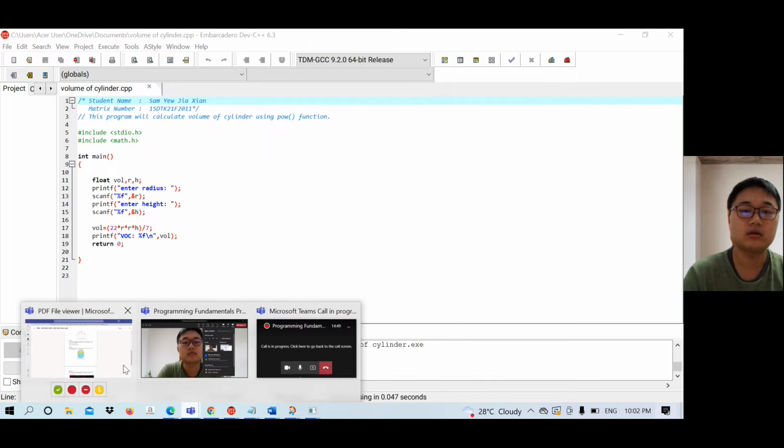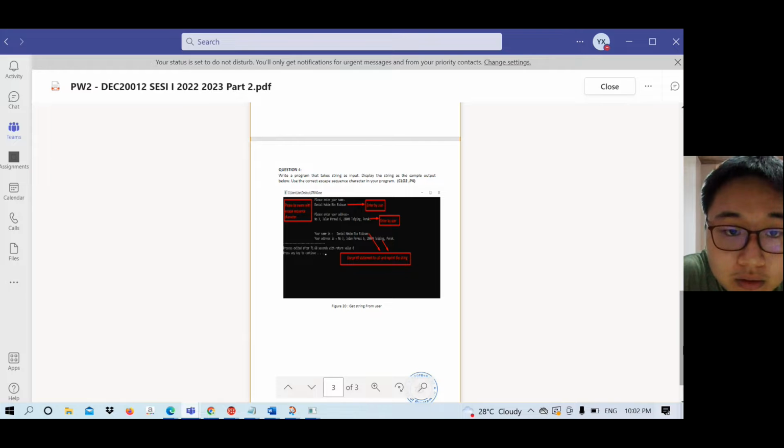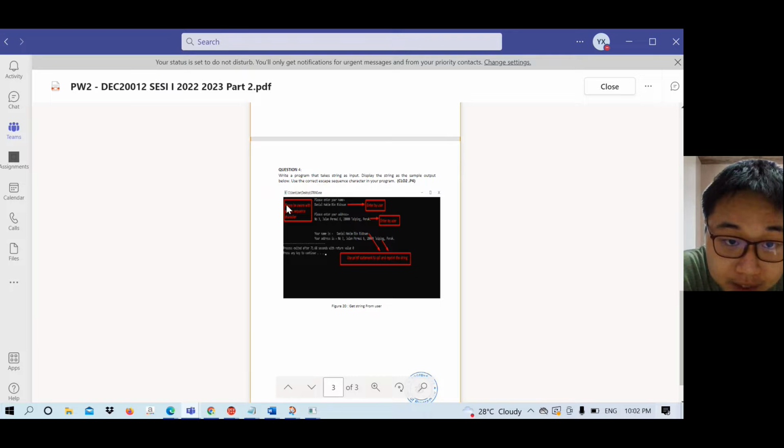Question number 4. This is also the last question. It says, write a program that takes a string as input. Display the string as in the sample output below. Use the correct escape sequence characters in your program. As stated here, I have to be aware of escape sequence characters. The name and address have to be entered by the user, which is me, of course.